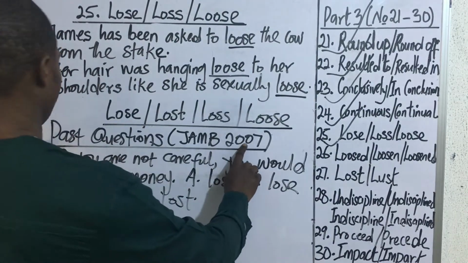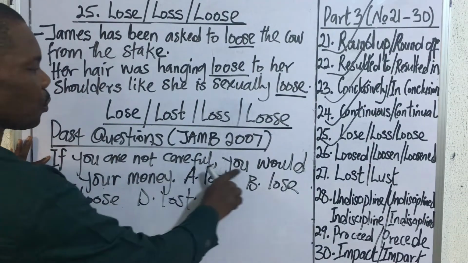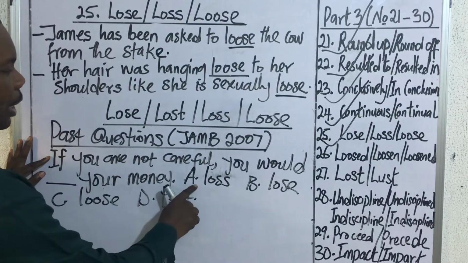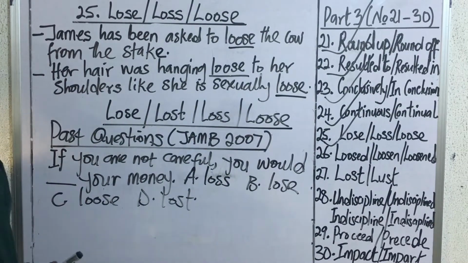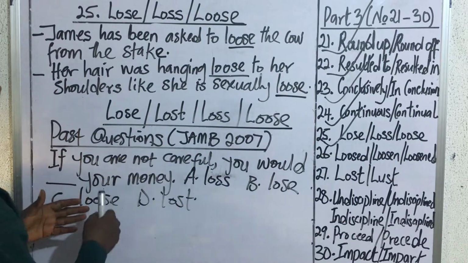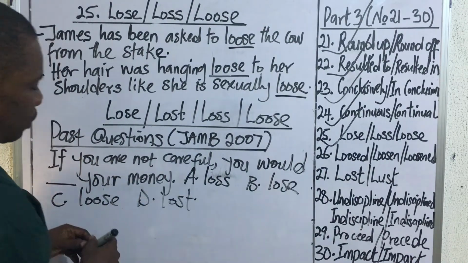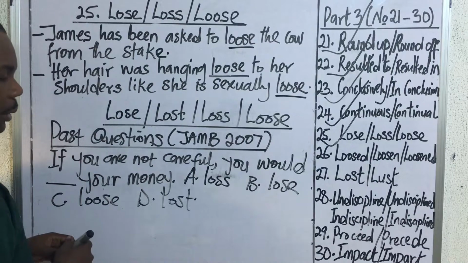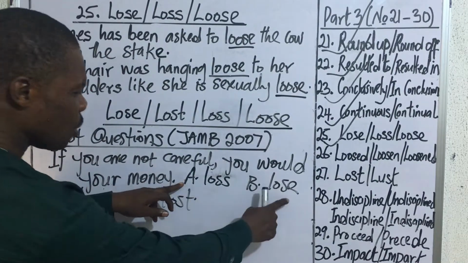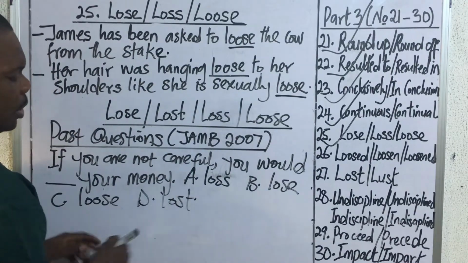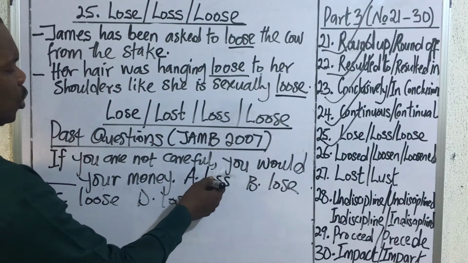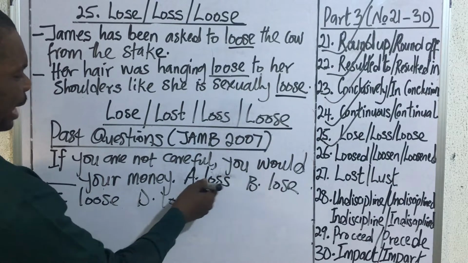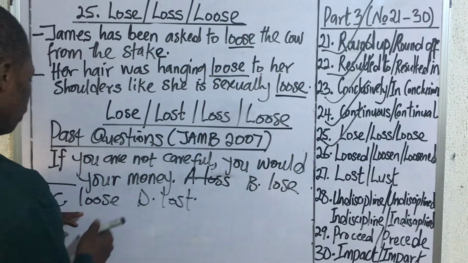January 2007. If you are not careful, you would dash your money. A, loss. B, lose. C, loose. D, lost. Good. This is a situation of someone becoming unable to find his or her money. So I'm going to say loss, lose, or lost. Loss is a noun, so it cannot be used as a verb. You cannot say someone would plus a noun. It cannot go. You would lose your money.